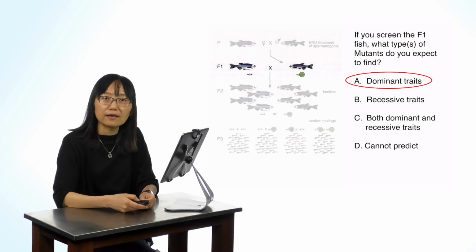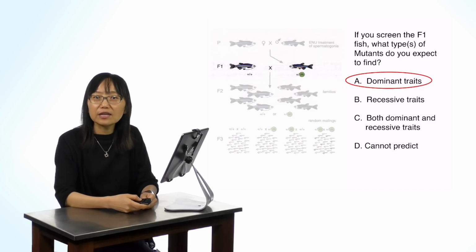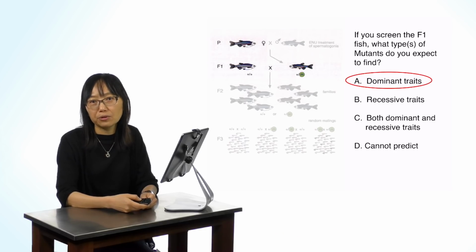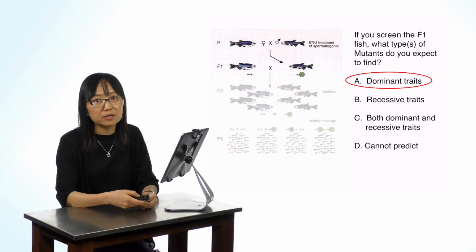The answer is A, dominant traits. Zebrafish is diploid, which means that they have 2 alleles of each gene. In the case of the mutated genes, the wild-type allele is inherited from the wild-type mother and the mutated allele from the ENU-treated father. In order for the F1 fish to show the mutant phenotype, the mutation must be a dominant trait.